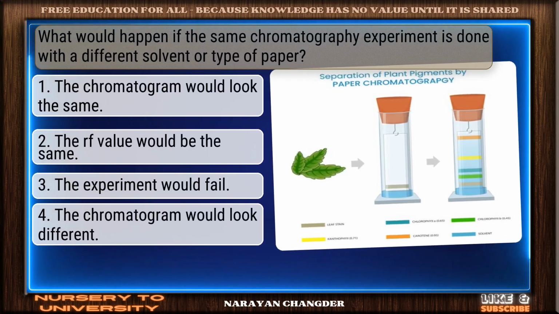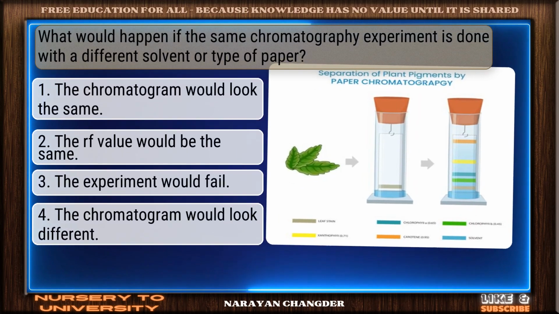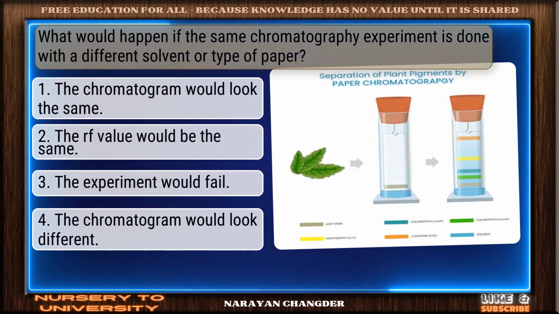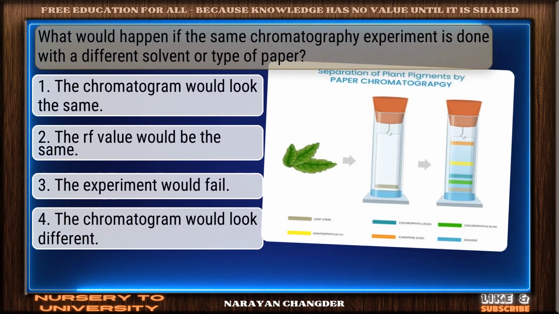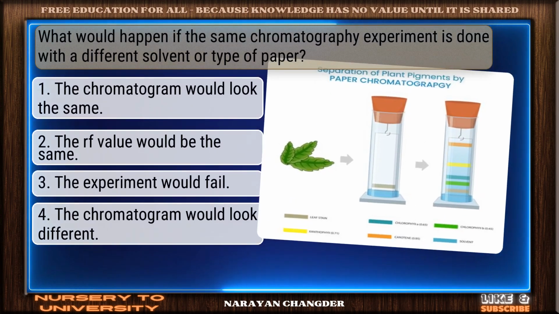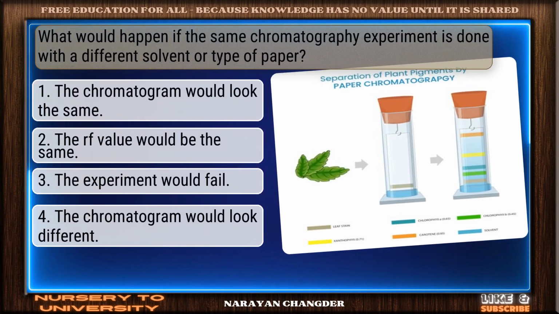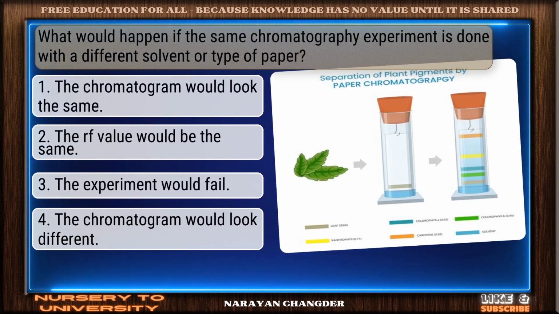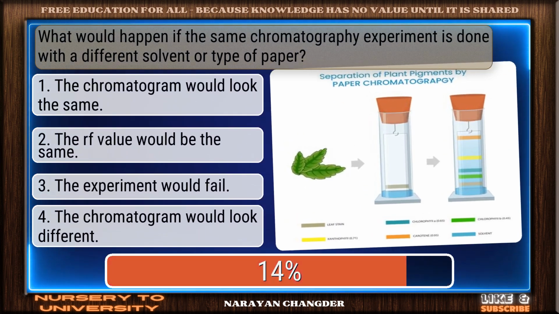What would happen if the same chromatography experiment is done with a different solvent or type of paper? Option 1, the chromatogram would look the same. Option 2, the Rf value would be the same. Option 3, the experiment would fail. Option 4, the chromatogram would look different.